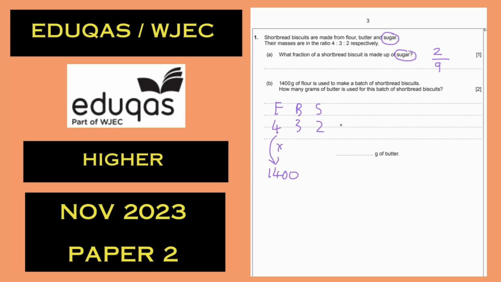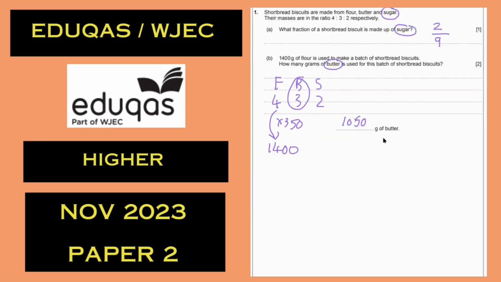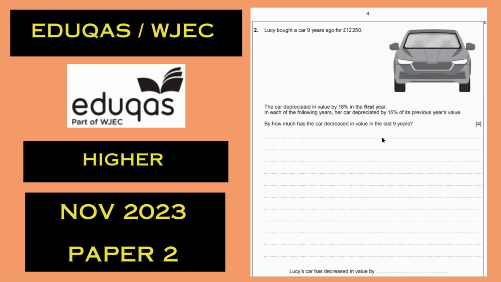1400 divided by 4 means the multiplier is 350. We're being asked for the share which is butter, 3 times 350, and we are asked to leave it in grams, so don't bother changing it to kilograms. 1050 for the final answer.